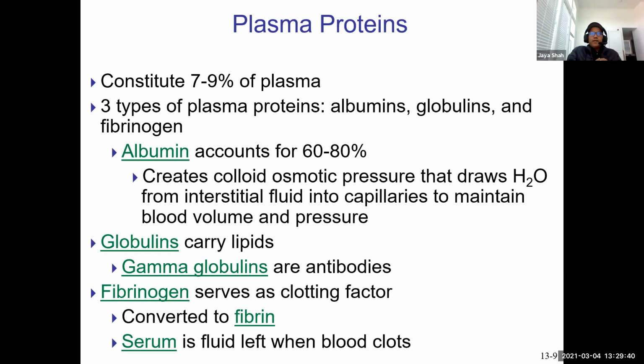Now let me tell you one thing. If you have kidney failure, have you seen a patient with kidney failure or malnutrition kids? If you have kidney failure, what happens? You will lose protein into your urine. That means your plasma will have less amount of albumin. If you have less albumin in your blood vessels, osmotic pressure drops. Clear? If osmotic pressure drops, then what will happen? Water will move from where to where? Blood to the tissue.